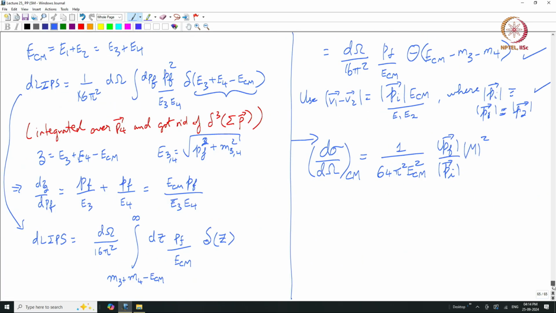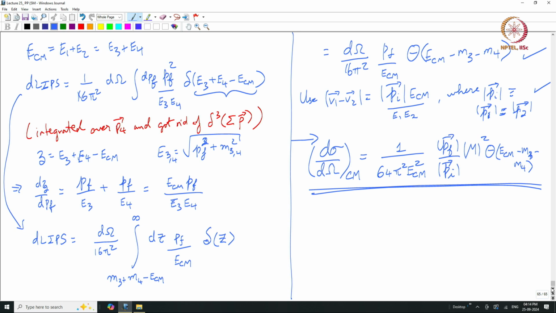And finally, that theta function. Okay. So, ECM minus M3 minus M4, which ensures again that you have enough energy in the initial state to form the final state. Okay. So, this is a general equation for the differential cross section in the center of momentum frame.